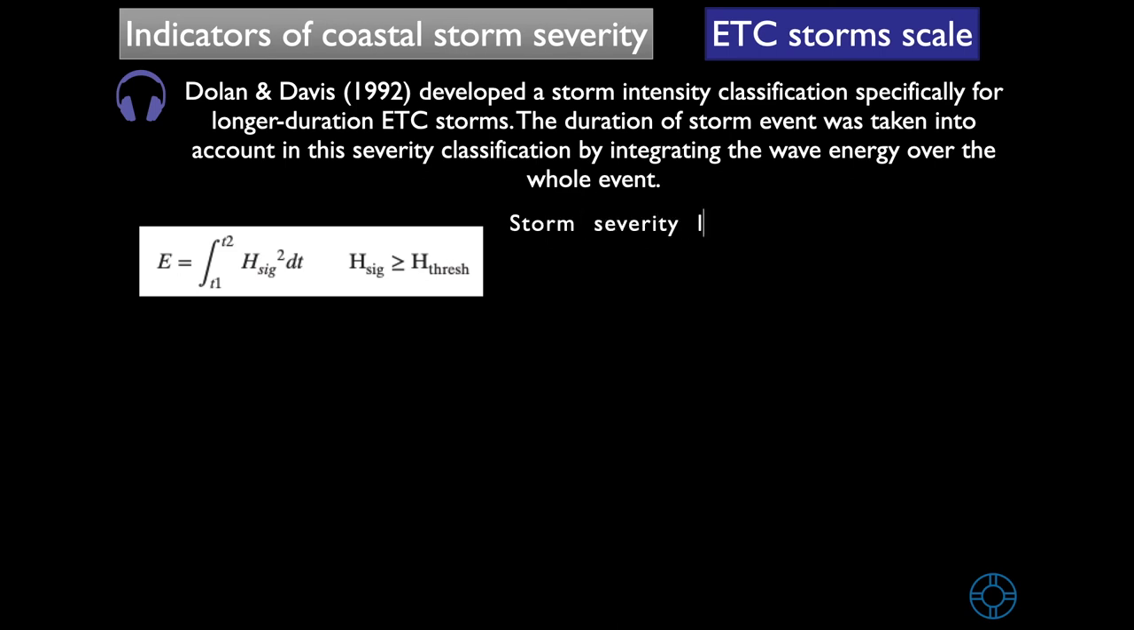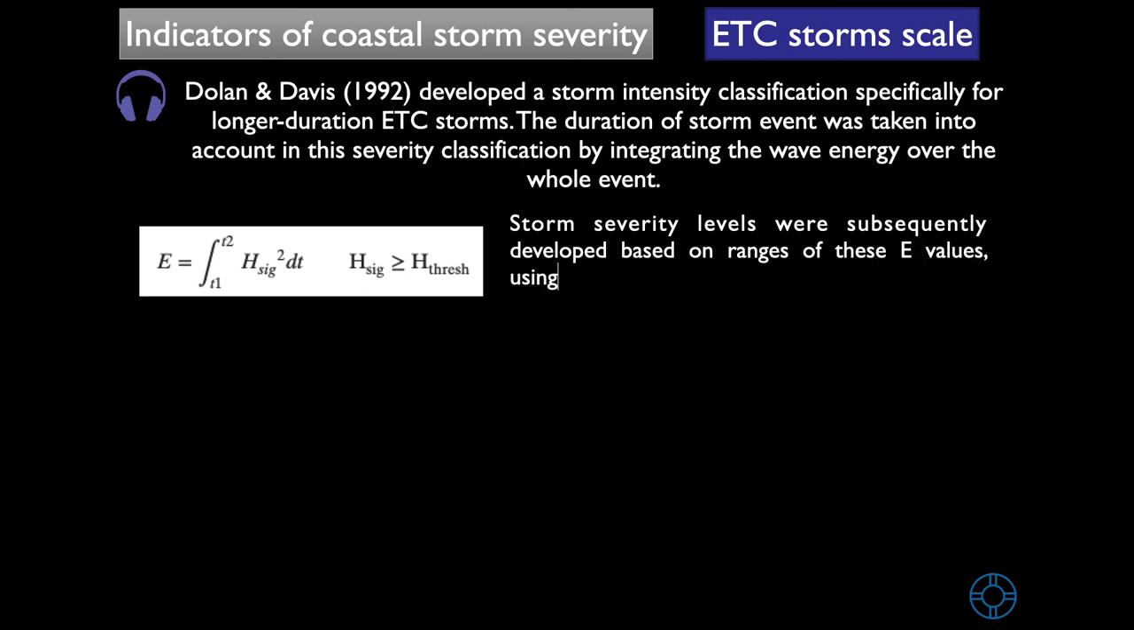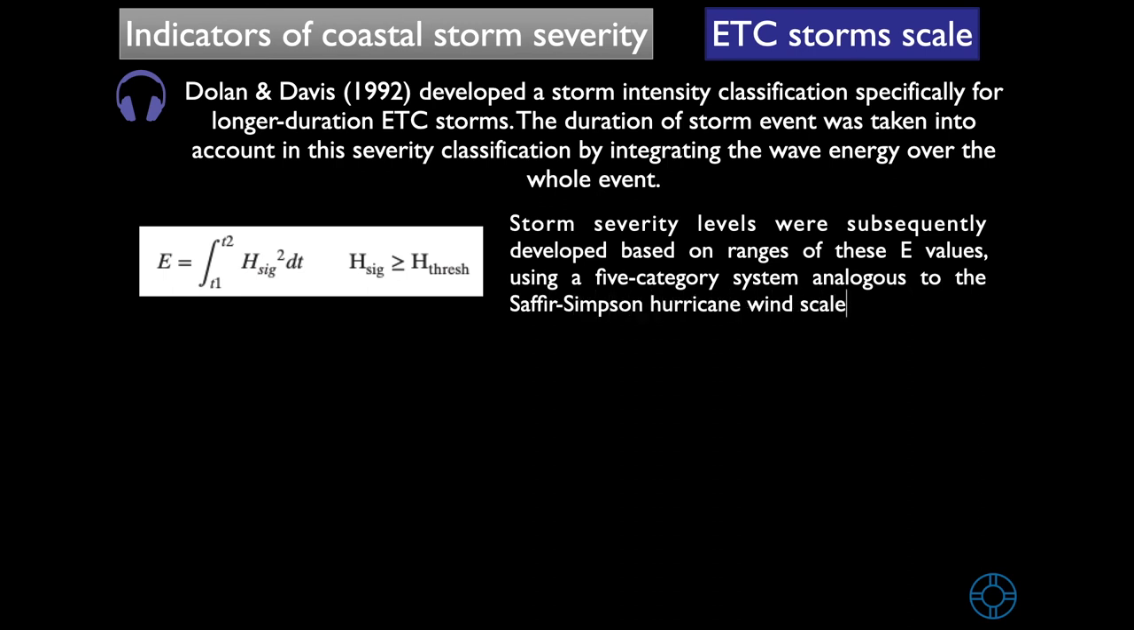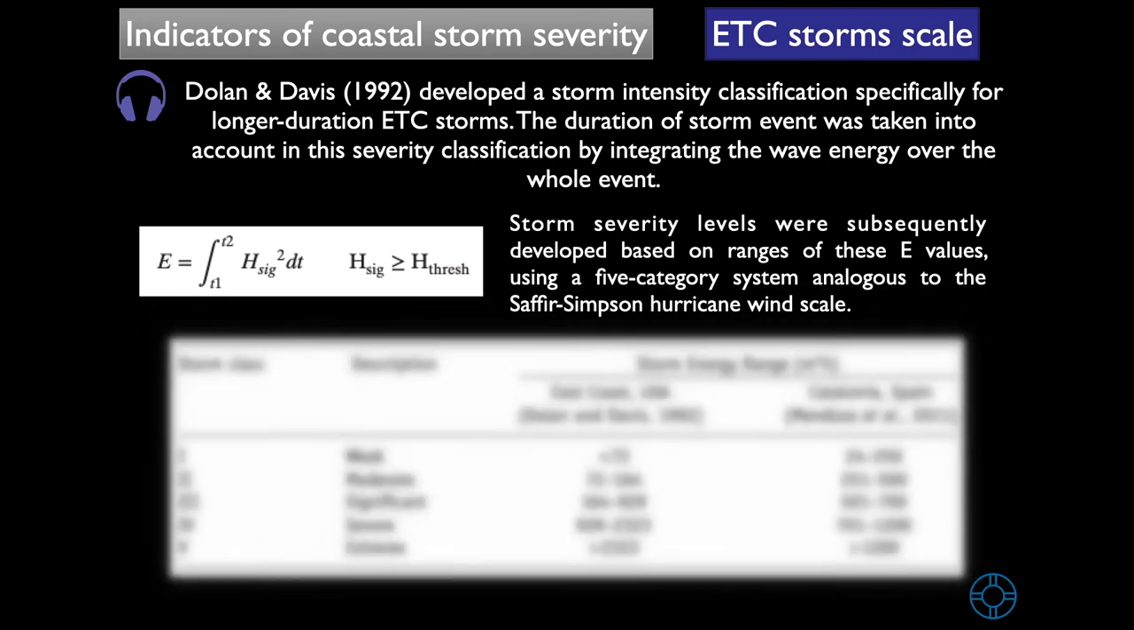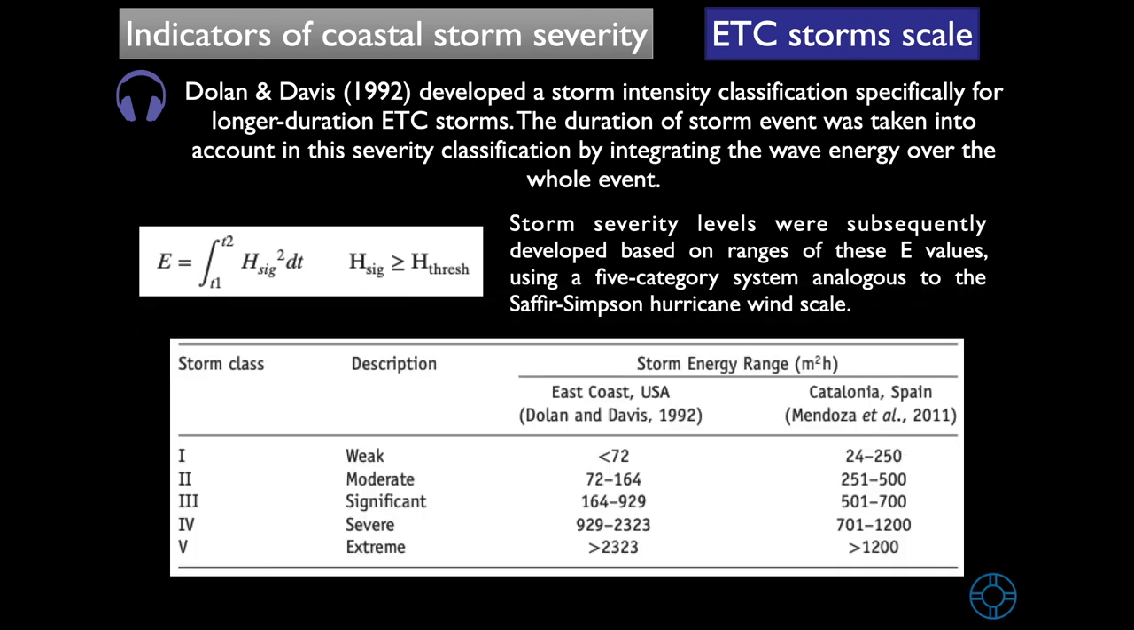The storm severity levels were subsequently developed based on ranges of these E values, using a five-category system analogous to the Saffir-Simpson hurricane wind scale. Note that this system was developed firstly for the east coast of the USA only, and is therefore kind of site-specific. Other authors, like Mendonça and collaborators in 2011, applied the same classification methodology to the coastline of Catalonia and resulted in different ranges of E for each storm class.